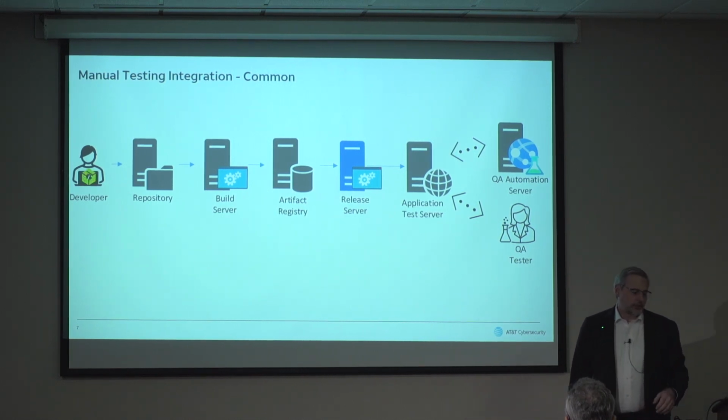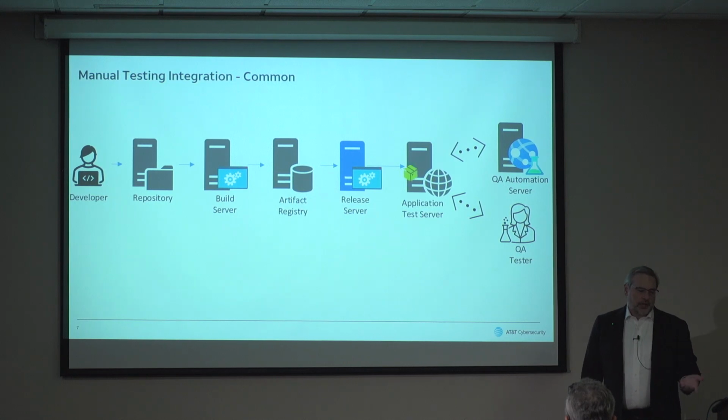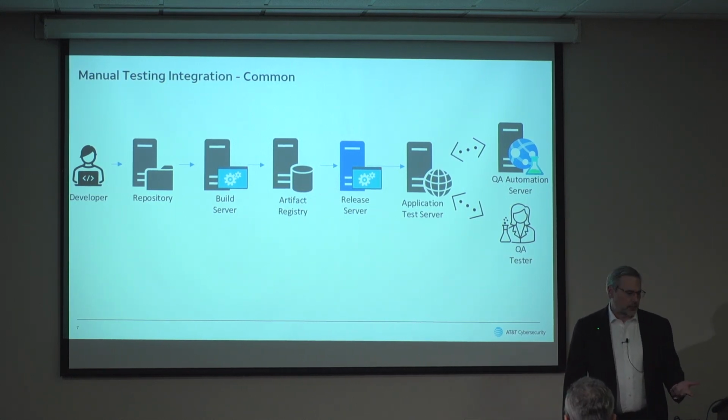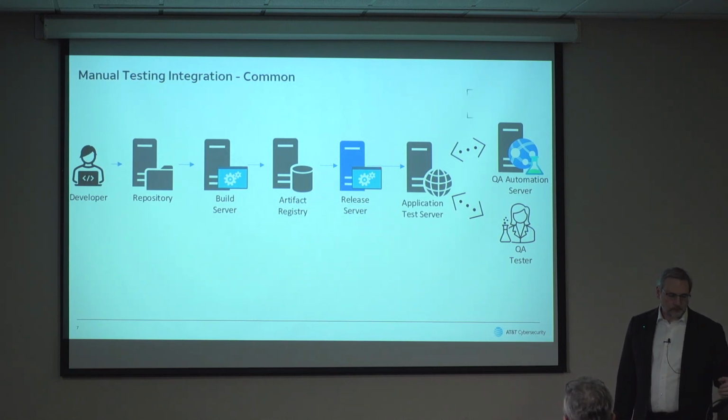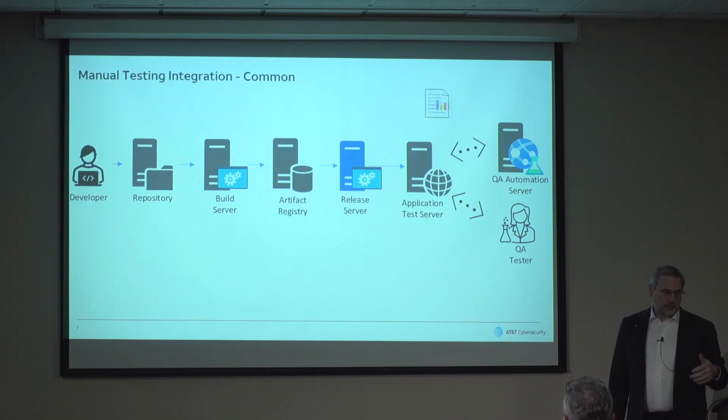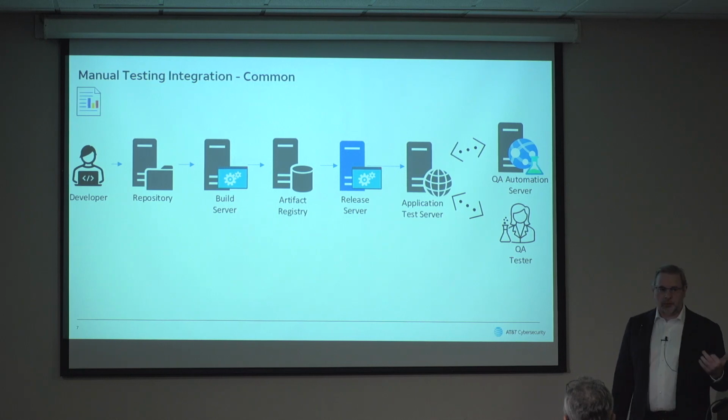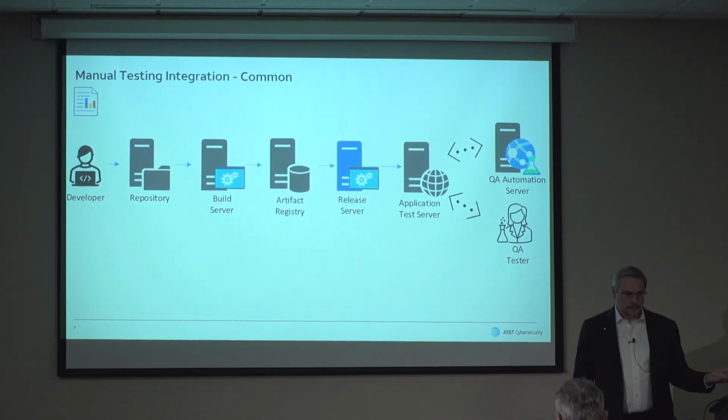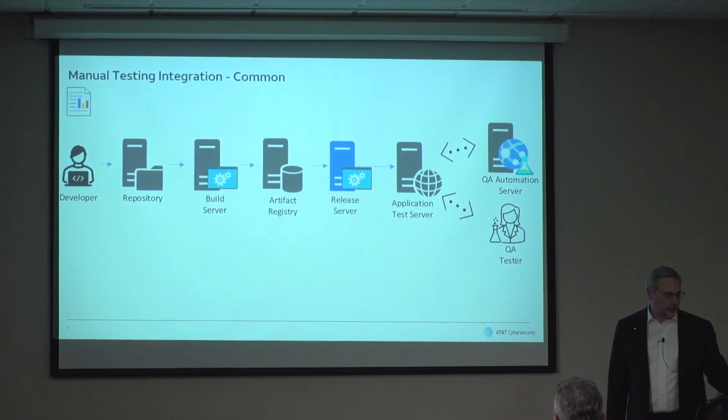So the QA tester will get a notification that the application's out there, and then they're going to go and do their testing. And that testing will end up building a report, and that report gets sent back to the developer, right? And then the developer now has a report of bugs that they need to fix. Great. So the QA testers have done their job.